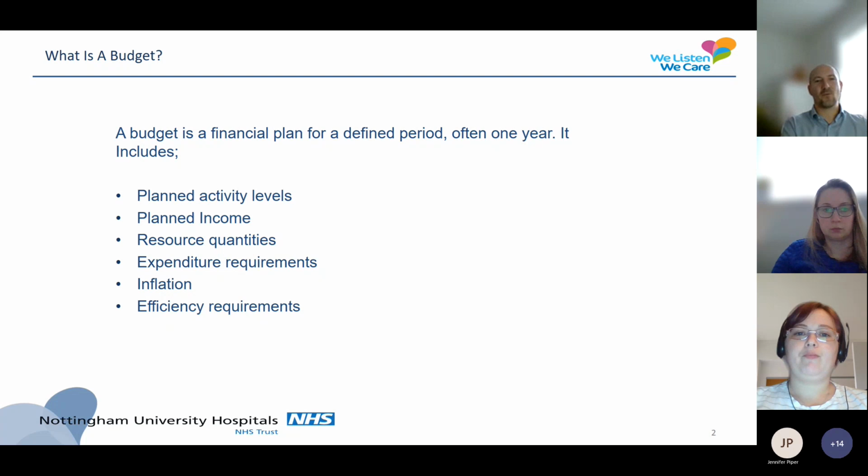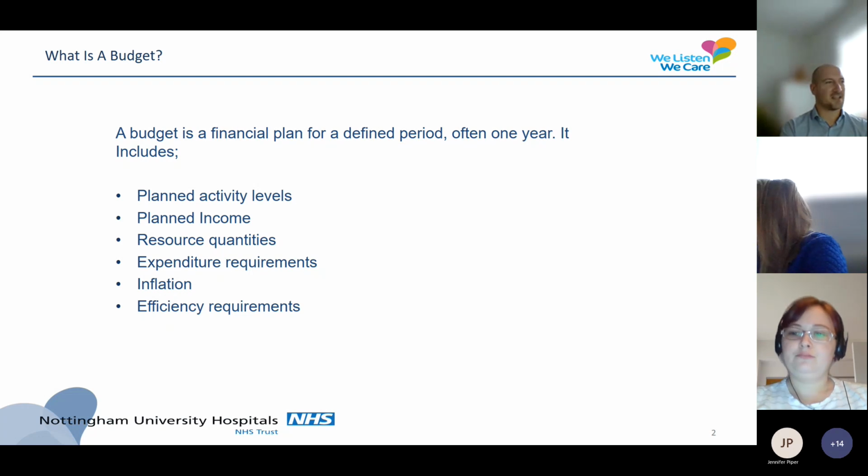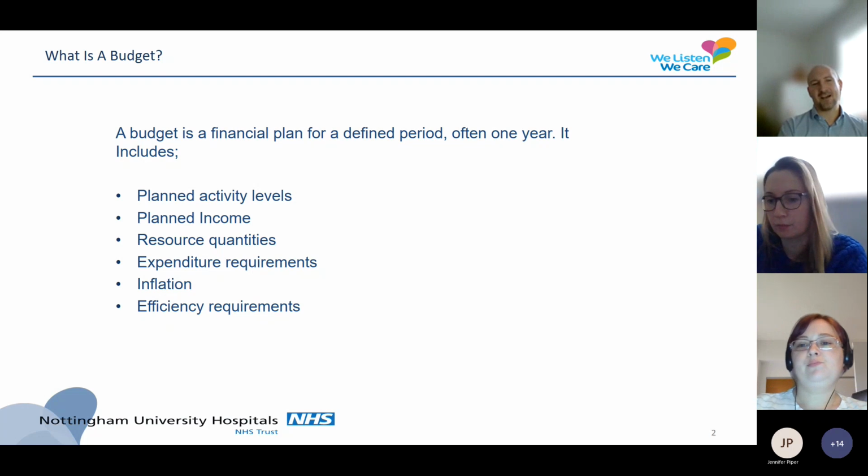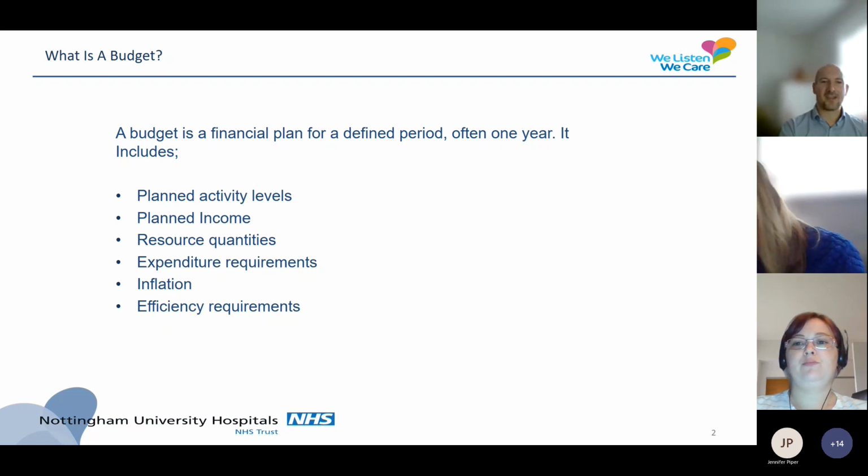So effectively, what do we budget for? We've got planned activity levels that we want to deliver within the services. And with that comes planned levels of income, sometimes aligned to the activity, sometimes aligned to other services that are delivered. We have to budget for the resource quantities. That can be from staffing to facilities, sessions within theatre, outpatients, that sort of thing.